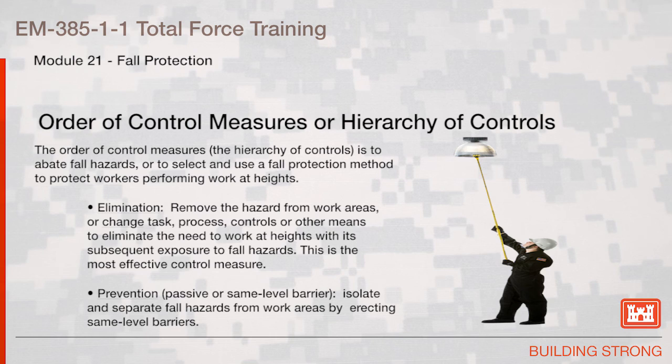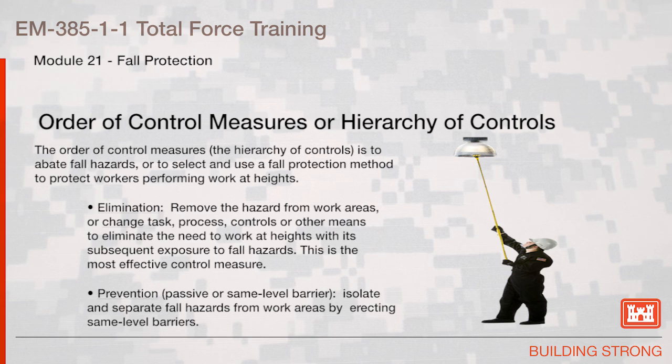The order of control measures, or hierarchy of controls. The order of control measures, the hierarchy of controls, to abate fall hazards or to select and use a fall protection method to protect workers performing work at heights. Elimination. Remove the hazard from work areas or change the task, process, controls, or other means to eliminate the need to work at heights with its subsequent exposure to fall hazards. This is the most effective control measure.